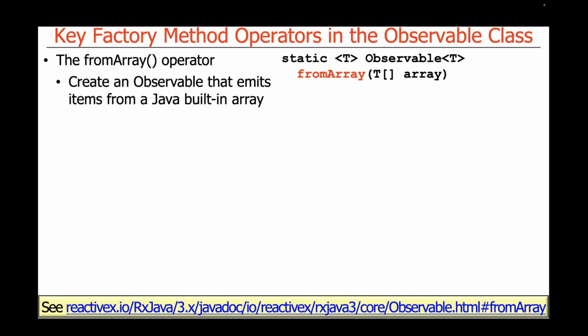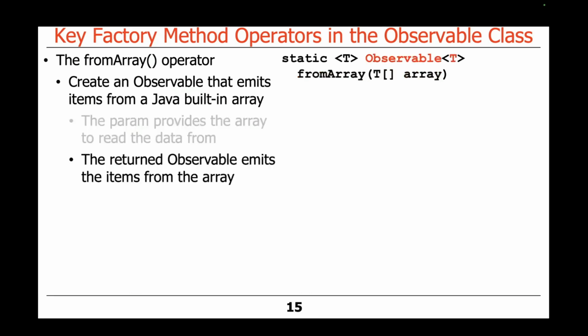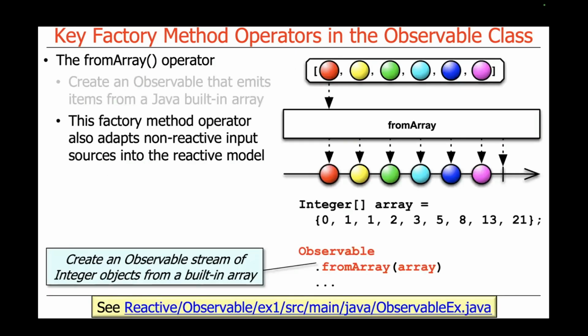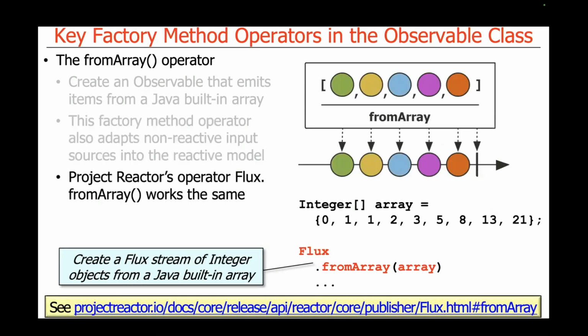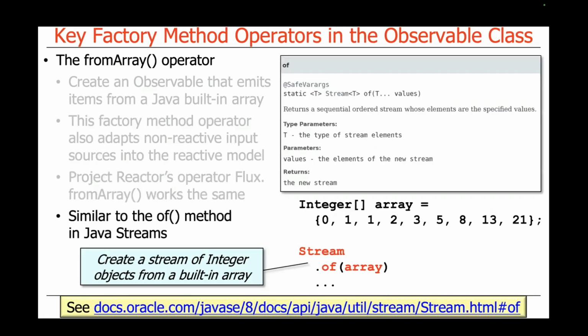This is the fromArray operator that turns an array into an observable. Nothing too surprising there. Once again, you can use this to adapt non-reactive input into reactive streams, programs. Here's where we're going to take an array of integers and turn it into an observable. Project Reactor has a fromArray method that works exactly the same. And surprise, surprise, the of method on Java streams also works the same way.